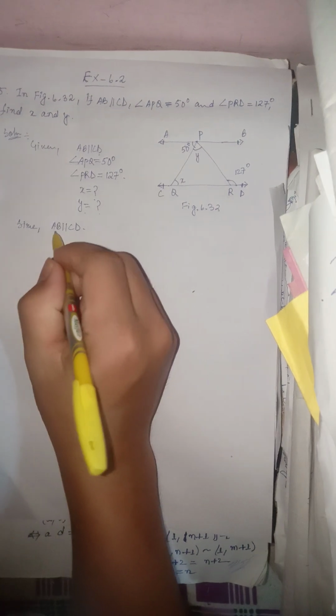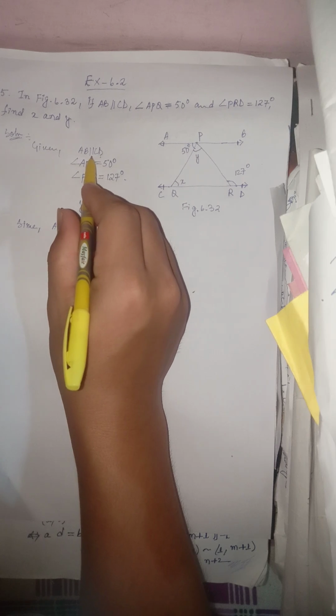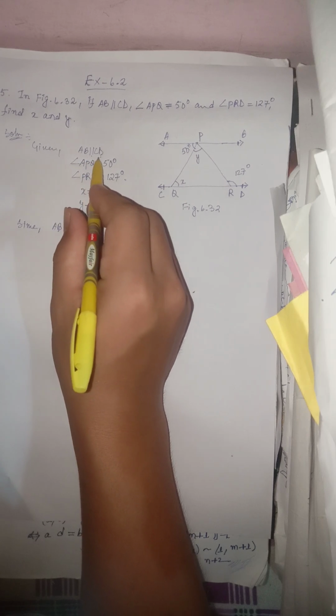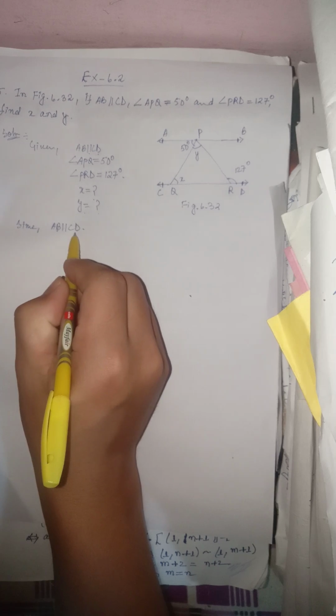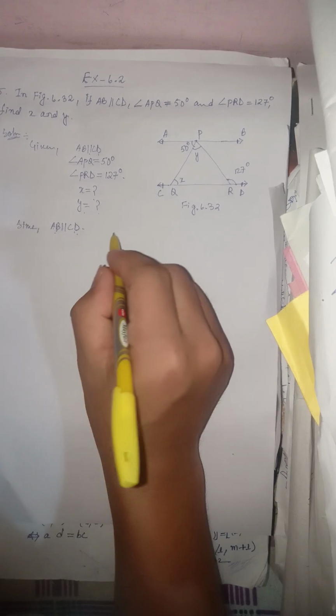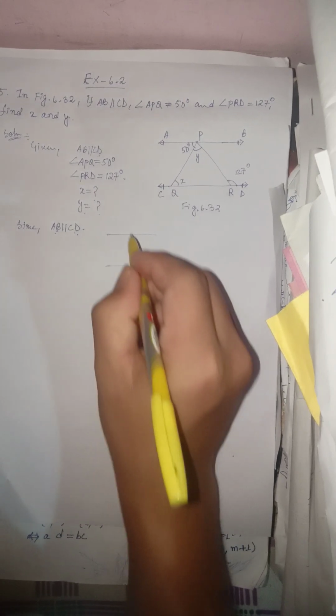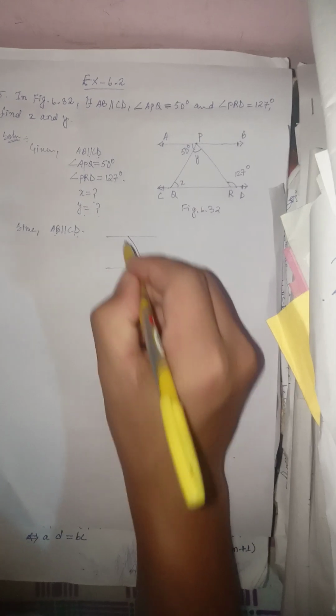Now it's time for finding the value of y. In order to find the value of y, let us use what is given in the equations. Here, AB is parallel to CD. Let us use this. If two lines are parallel to each other, then alternate interior angles should be equal.